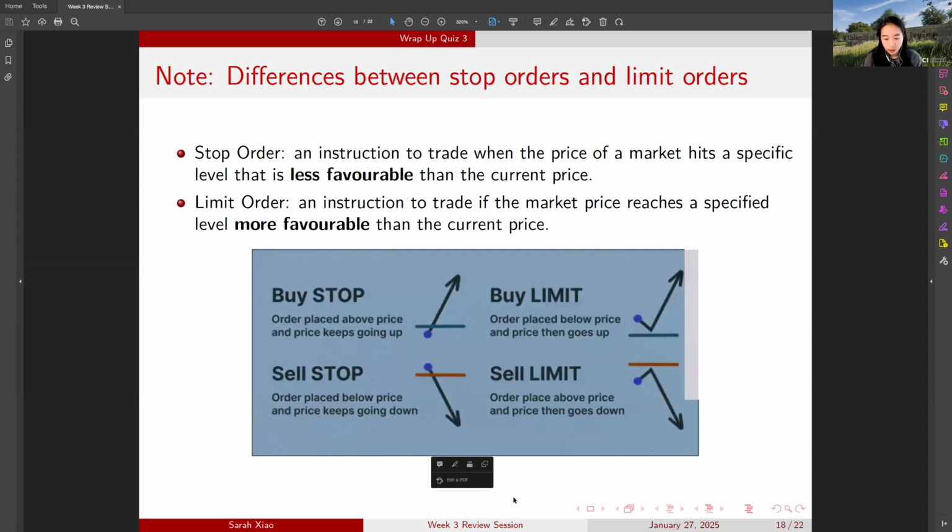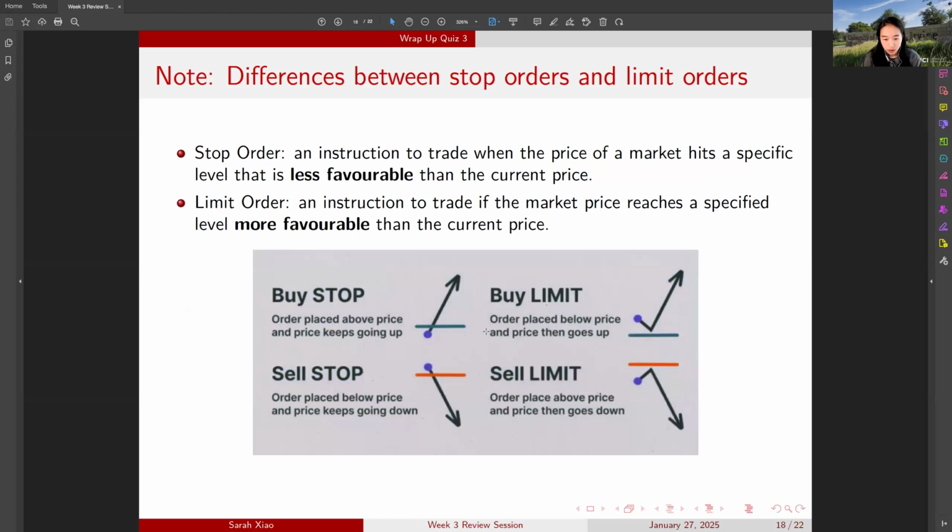Okay, so the reason here is that the investor may not anticipate the price will go down in the future period. Maybe he anticipates the price will keep going up, but the price unexpectedly goes down. So he wants to stop his loss at a price of $50.